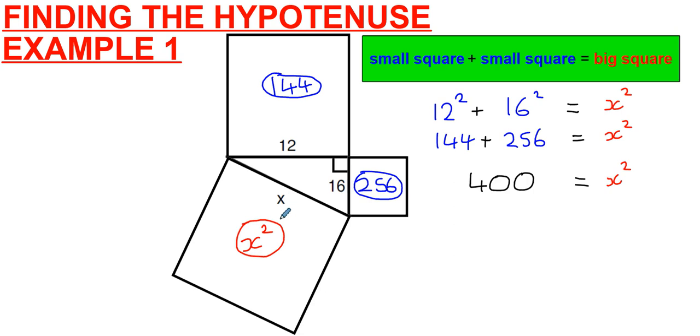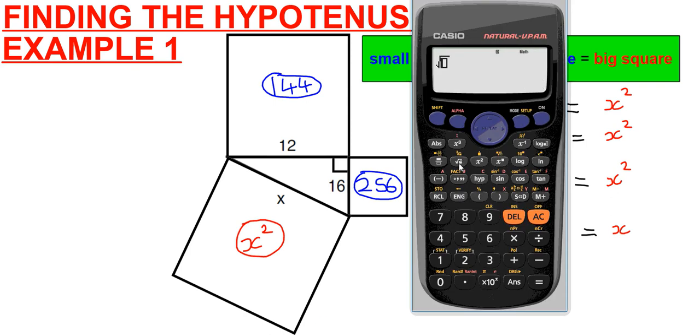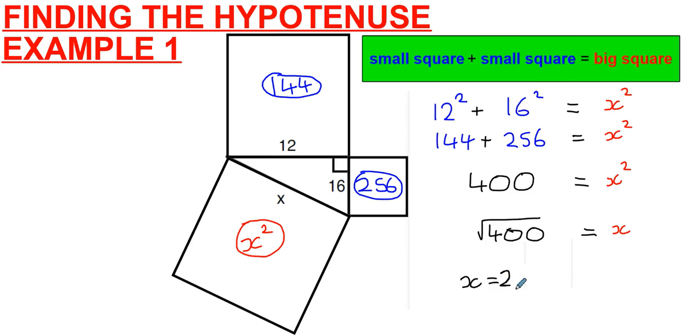So if we've got a square with area of 400, we need to work out the length of the side, and so the opposite of squaring something is to find the square root. And so x is going to equal the square root of 400. On the calculator, it looks like the tick symbol. Effectively, we're working out what number multiplied by itself gives us 400. So if we try that, the square root of 400 equals 20. And so x equals 20.